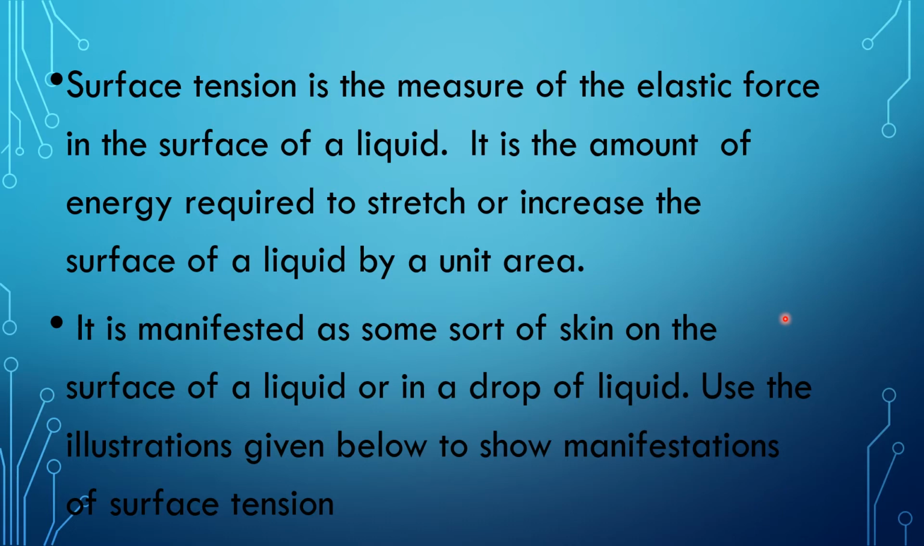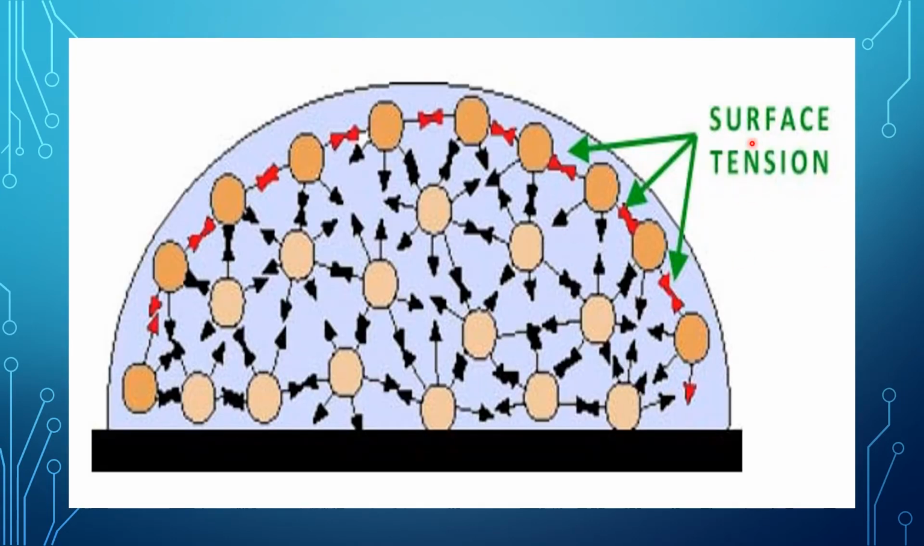So let's define first. When we say surface tension, it is the measure of the elastic force in the surface of the liquid. It means there will be an energy required to stretch or to increase the surface of a liquid by a unit area. Manifested, ayan siya. So meron tayong mga illustrations just like this one. This is how the molecules act on a surface tension. When you try to put water on a single coin or a single penny, the water usually adopts the shape.